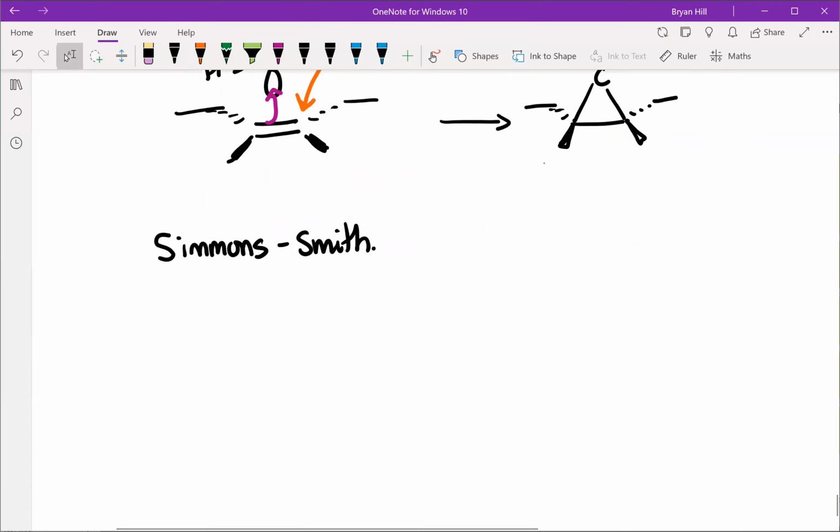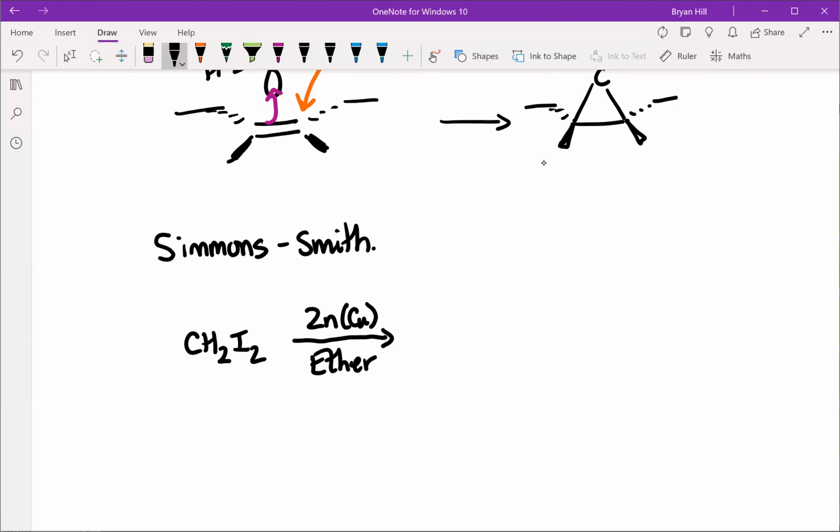And you basically start with diiodomethane and you react it with zinc, and you react the zinc with, what is that reagent we react the zinc with? Copper, right? I did this. I can't even, and it's done in ether.